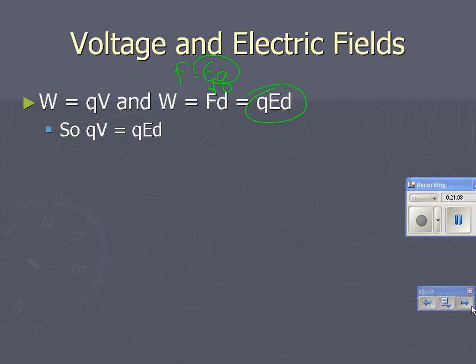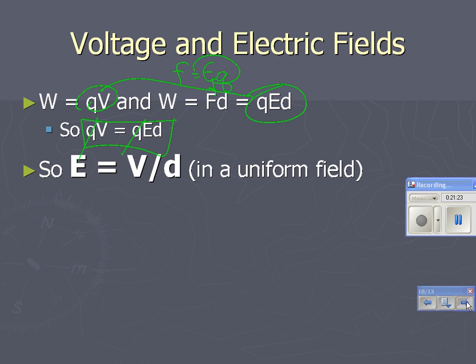And therefore, I can set this, since they both equal work, equal to that. That's what this looks like. And I can cancel out the Q's and say, hey, voltage is equal to E times d. And then I can rearrange that and get an equation that looks something like that. Electric field strength, capital E, is equal to voltage divided by distance. Where this equation comes in handy is when we're talking about a uniform field. Basically, if I have two charged plates, if I know the potential difference between them, and I know the distance between them, I can find the field strength.